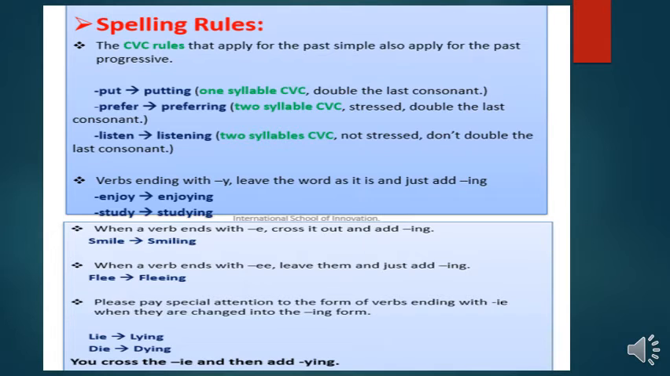Spelling rules, there's nothing new about the spelling rules, same as the spelling rules we explained in the present progressive. So if the verb ends with 2 syllables and stressed a syllable at the end, we double the last consonant and then we add ing, like preferring. If the verb ends with y, we just add ing, even if there is a consonant or a vowel before the y. If the verb ends with e, we cross the e and we add ing. If the verb ends with double e, we add ing. And if the verb ends with ie, like lie and die, then you replace ie with y, and then you add ing.